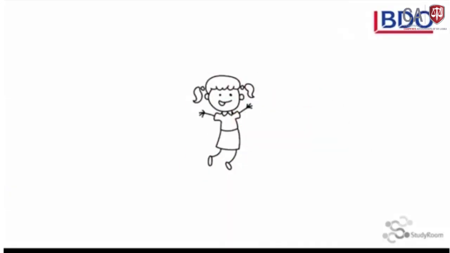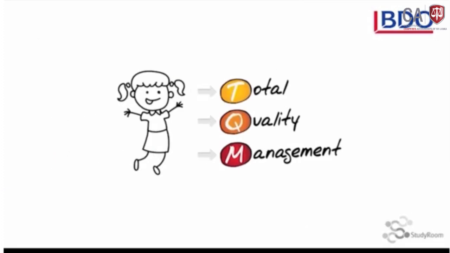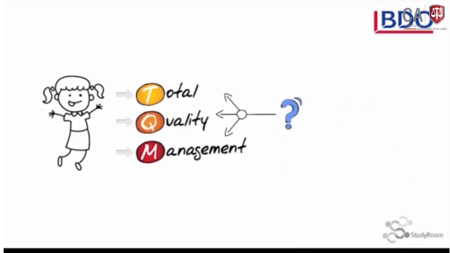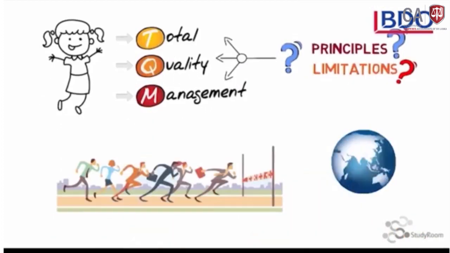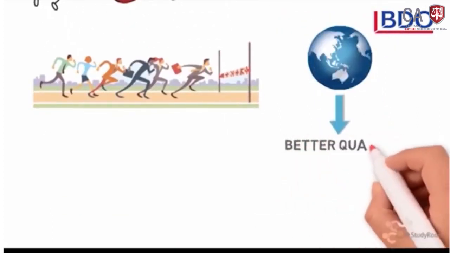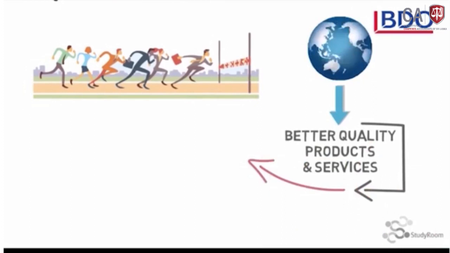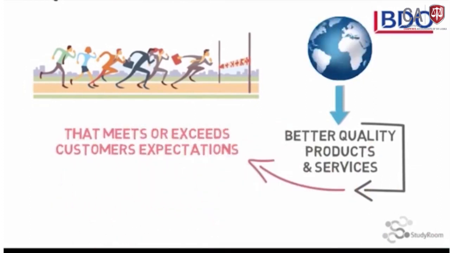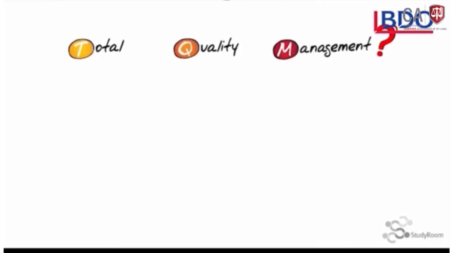In this video, we will be learning about the concept of total quality management, also referred to as TQM for short. We will learn what is total quality management, what are the principles of total quality management, and what are its limitations. In today's global markets, competition continues to get harder, and it is becoming essential for companies to provide more consistent or better quality products and services to their customers. In order to provide such quality products and services that meet or exceed customers' expectations, a key management approach, such as total quality management, should be implemented by organizations. So what exactly is total quality management?